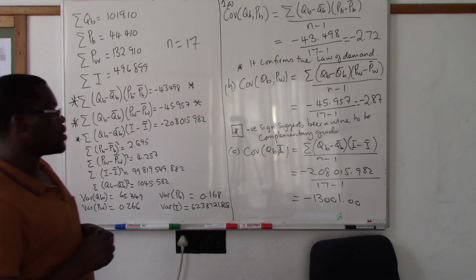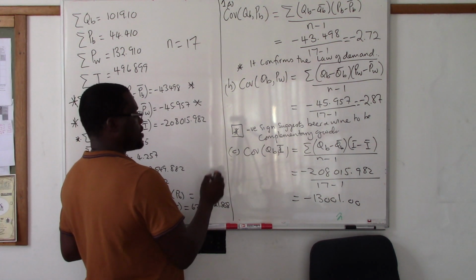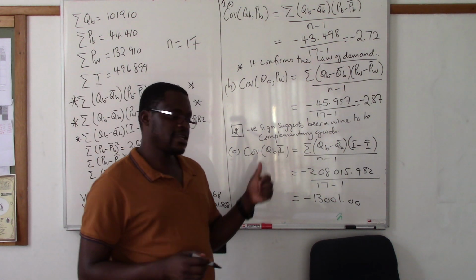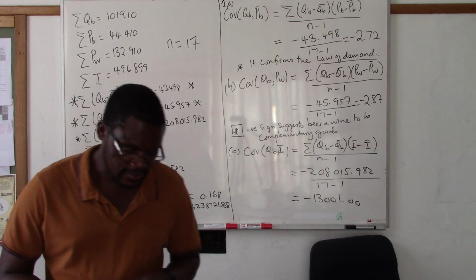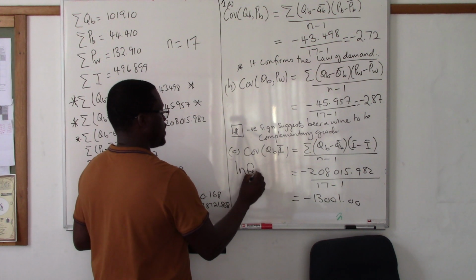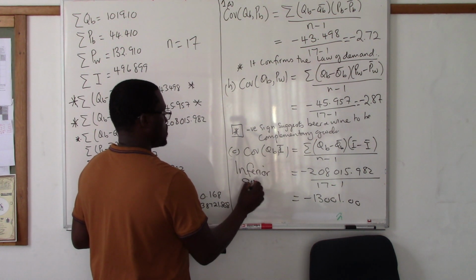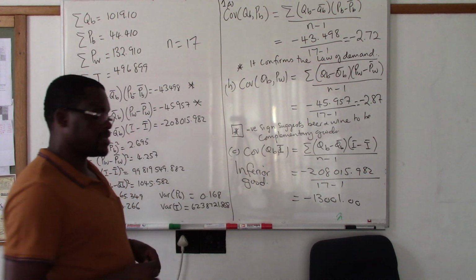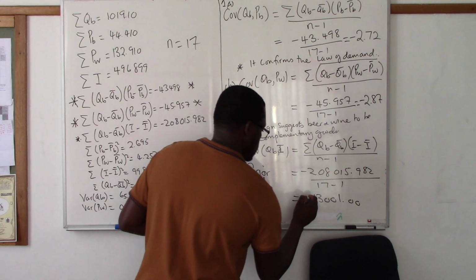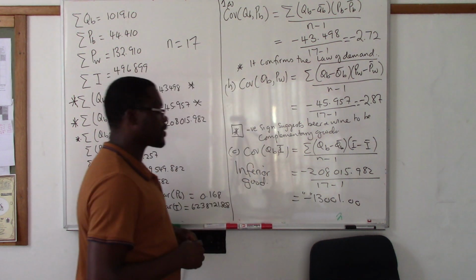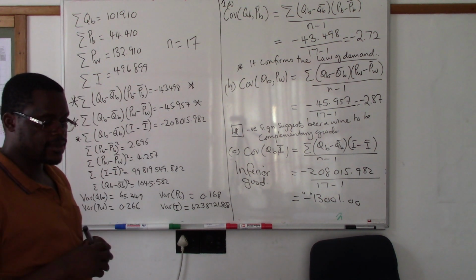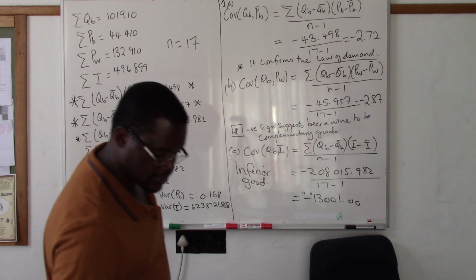Now, from your microeconomic theory, you will notice that whenever demand has a negative relationship with income, it means that the particular good we are talking about is an inferior good. So in this case, beer is an inferior good. It's most likely an inferior good because of this. Right, so that's how you would approach the first part of the question.